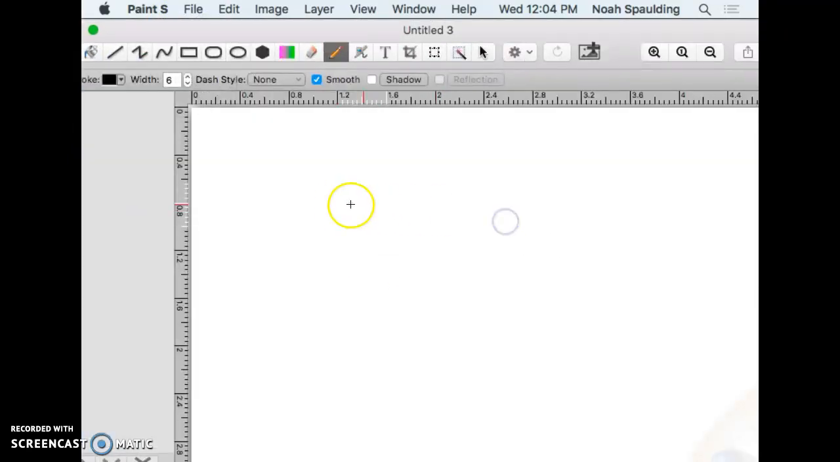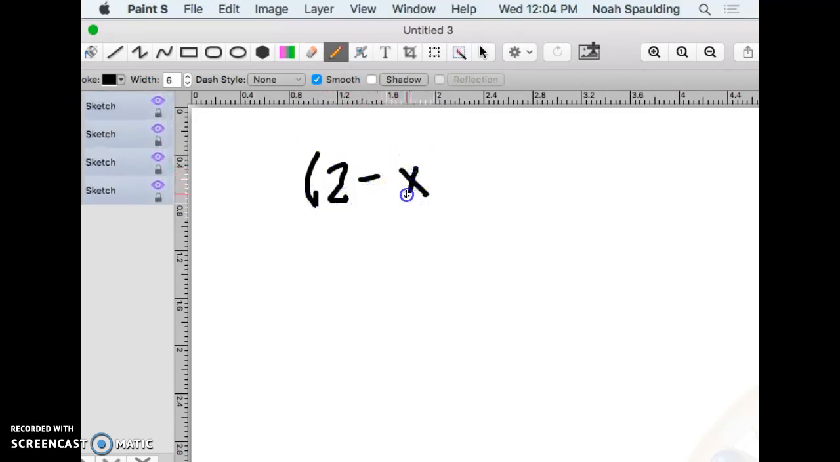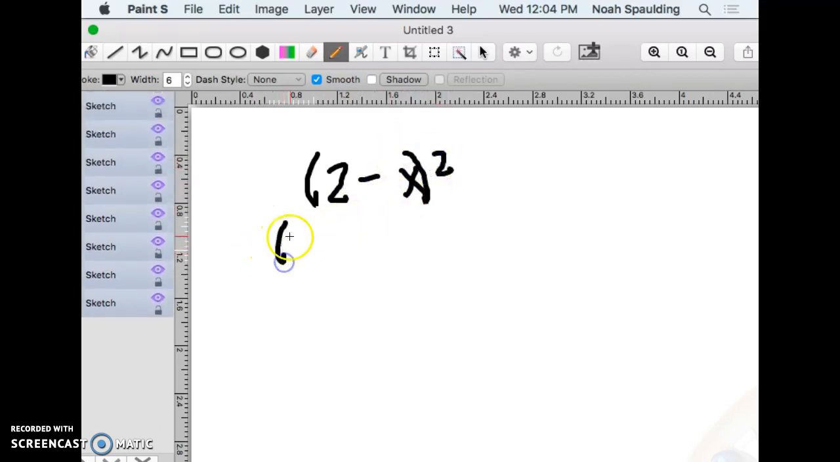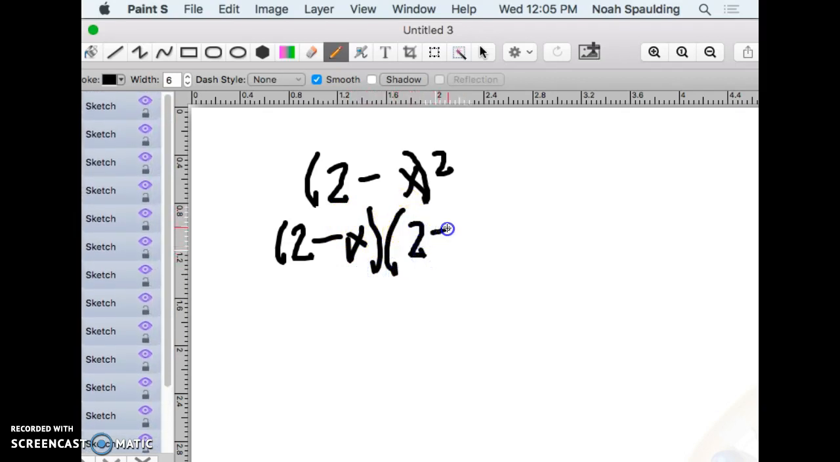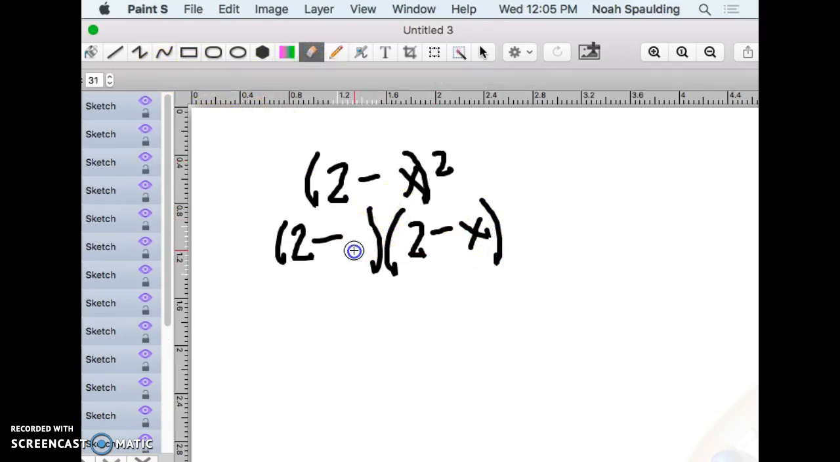All right, let's try one. Let's try 8b. So 8b, we have 2 minus x squared. Again we can expand that, so it becomes 2 minus x times 2 minus x.